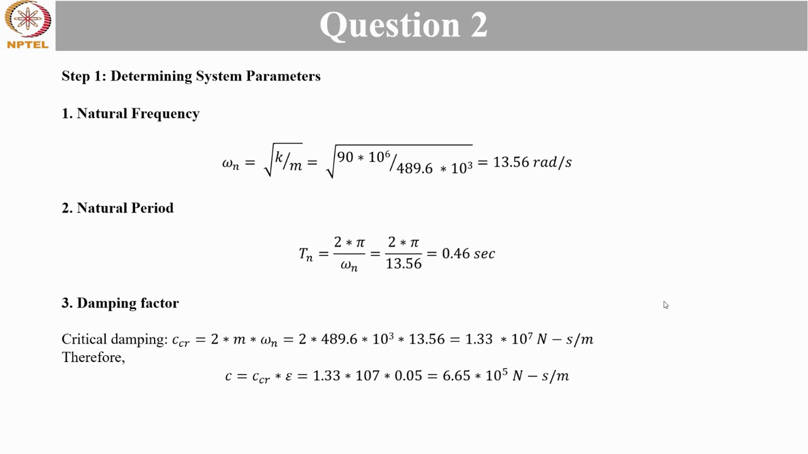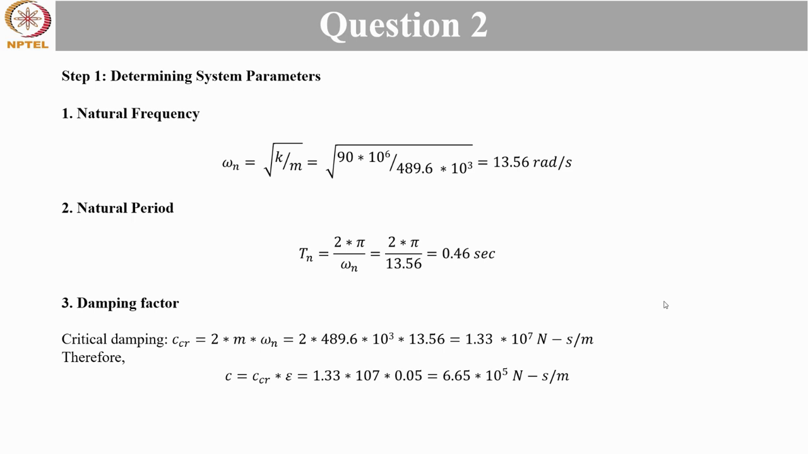Now second is natural period. So why are we calculating the period? This time we will set the delta t value directly as T by 100. We saw in the previous question that with T by 100 as the delta t, we were getting a very smooth curve and a much closer solution to the exact solution. So delta t is 2 pi by omega n, so it will come out to be 0.46 seconds.